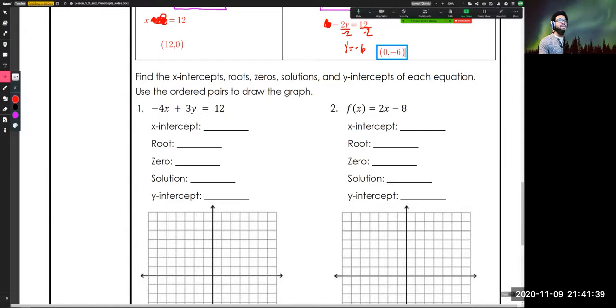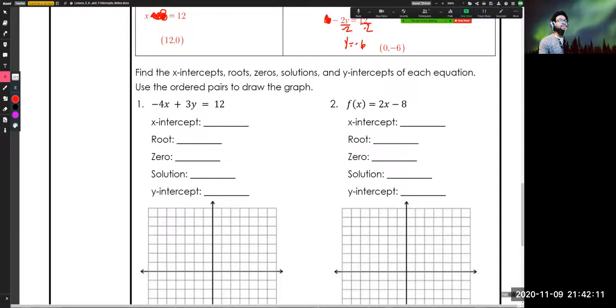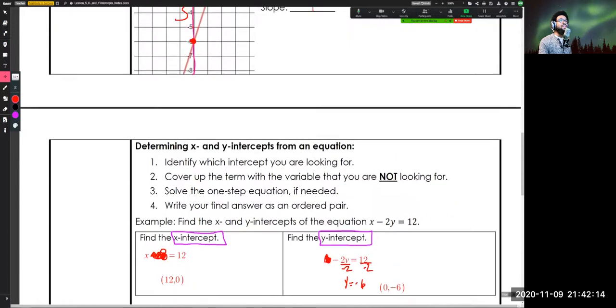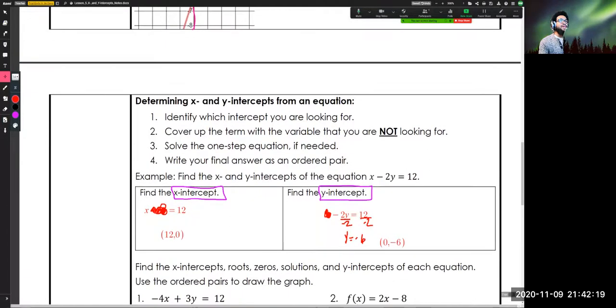All right, for our next couple of examples, I'm going to do number 1, and I'm going to save number 2 for you all. It says, find the x-intercepts, roots, zeros, solutions, and y-intercepts of each equation. Use the ordered pairs to draw the graph. First we're going to find the x-intercept. I see that I can use the method above in our notes to determine the x and y intercept.